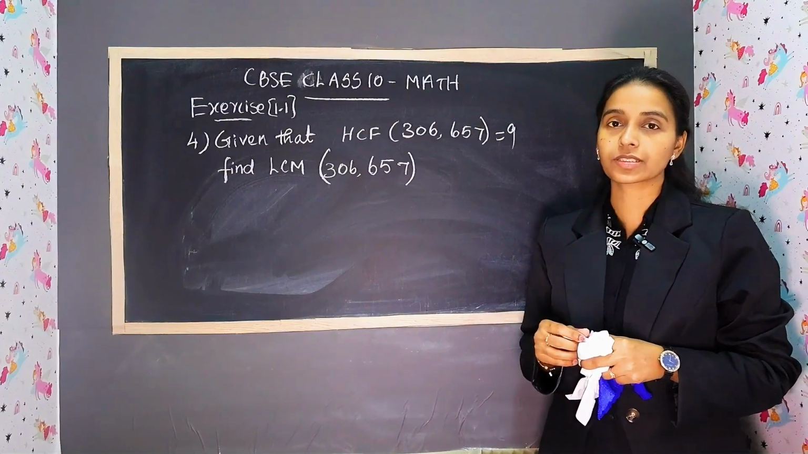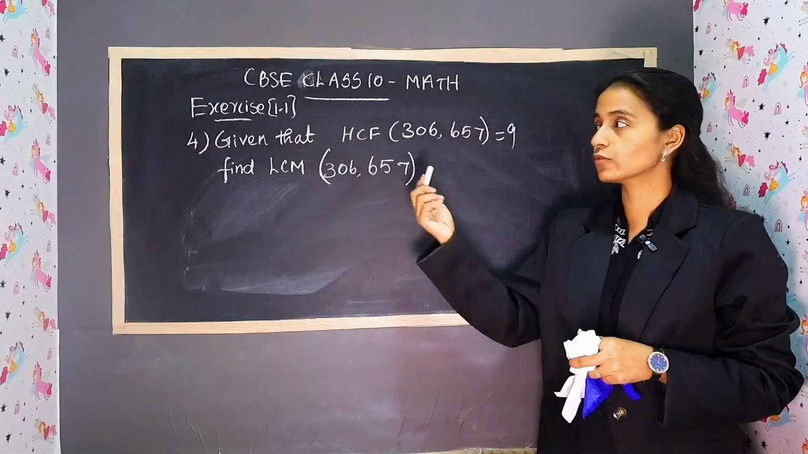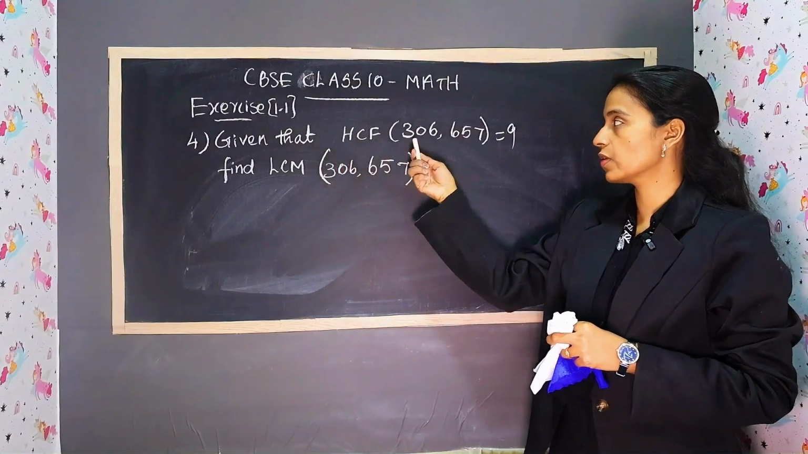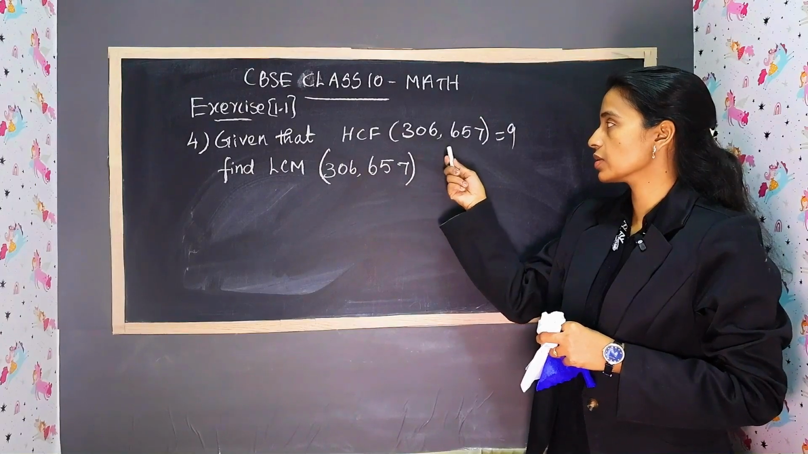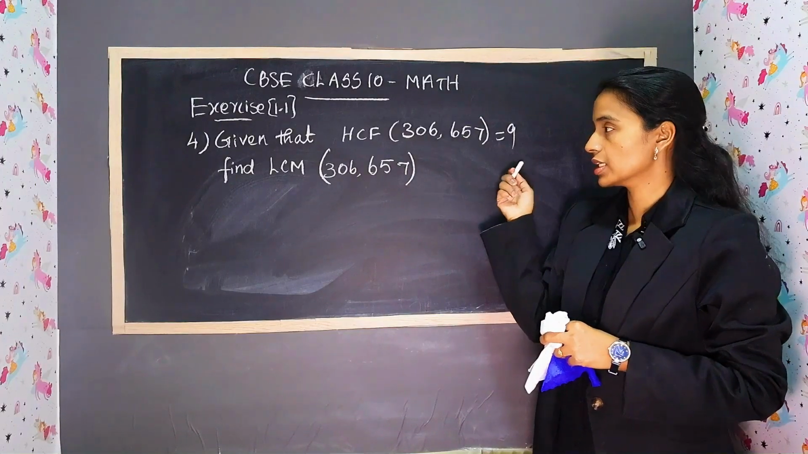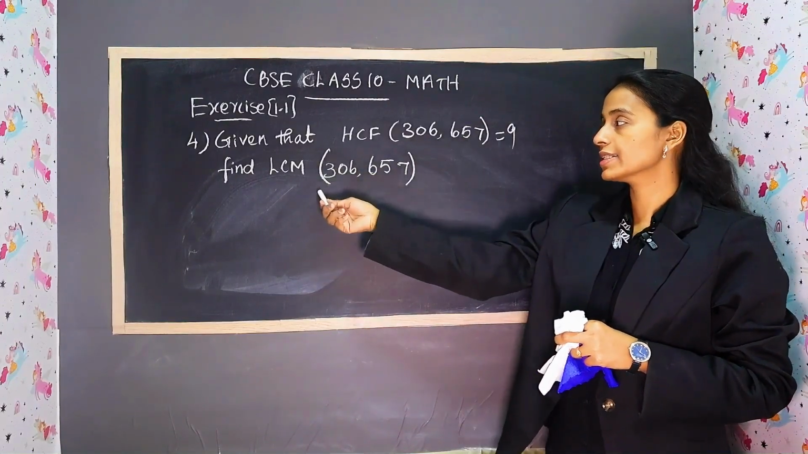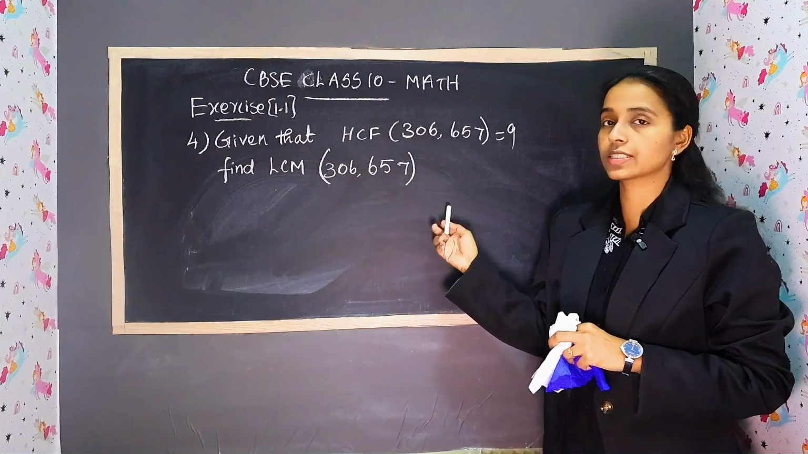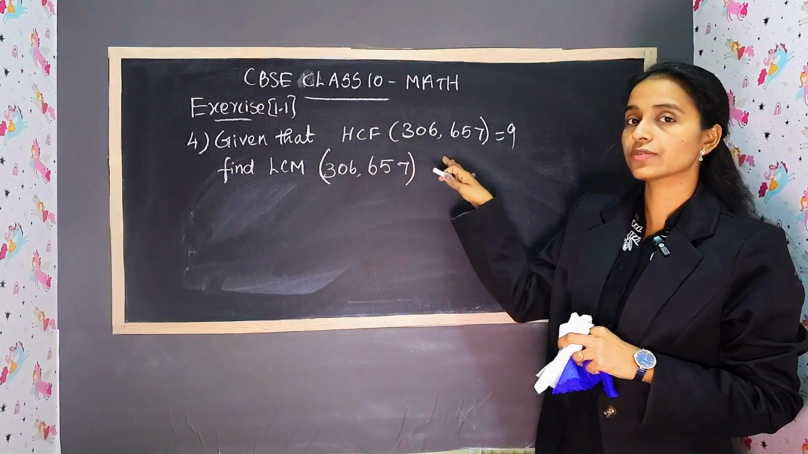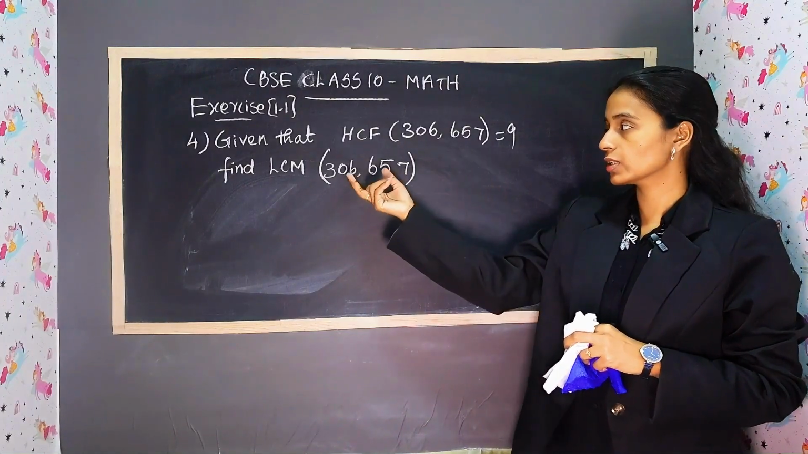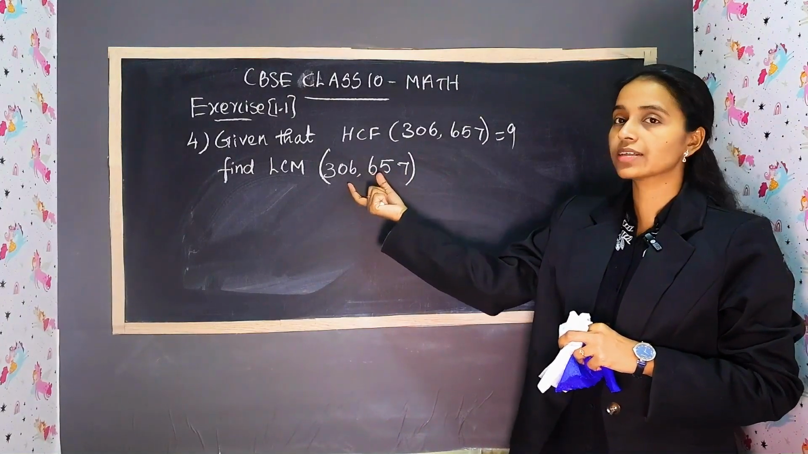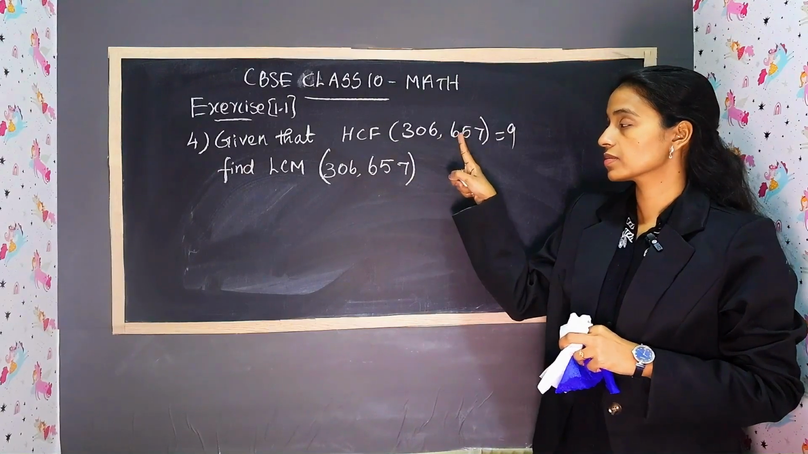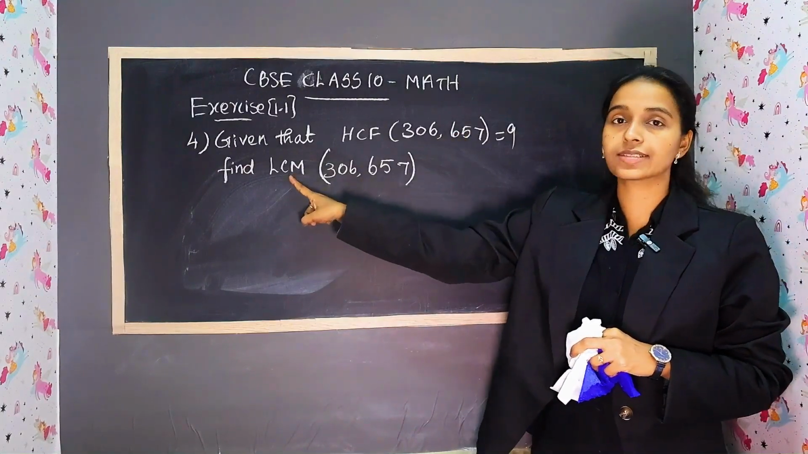In this class, we will be solving exercise number 1.1, fourth question. What is the fourth question? Given that HCF of 306 and 657 equal 9, find LCM of 306 and 657. HCF is given. What are the given numbers? 306 and 657. We need to find out LCM.